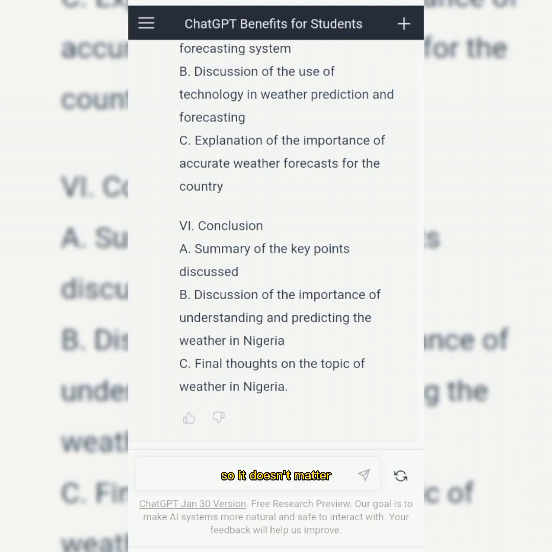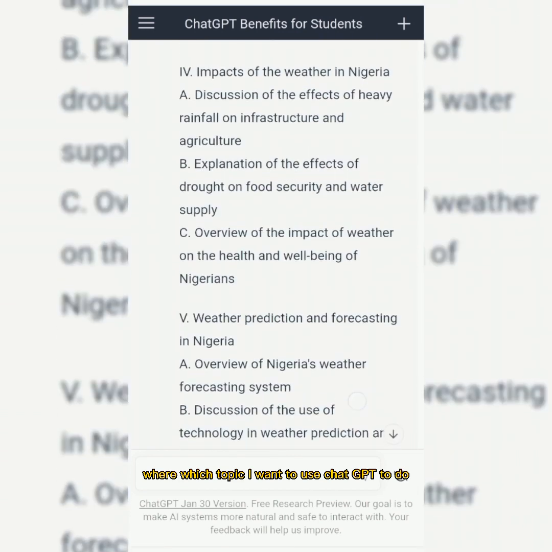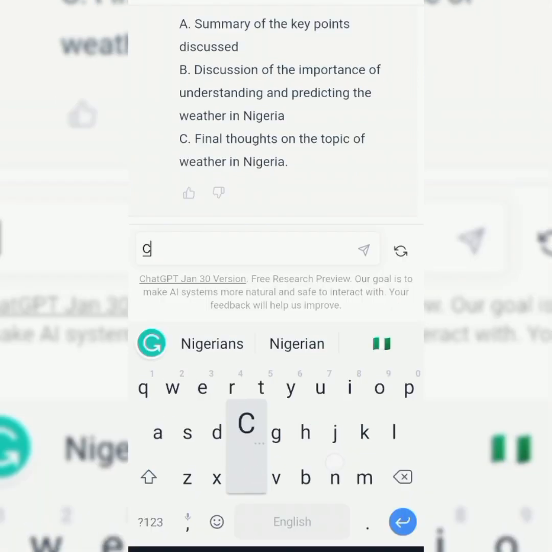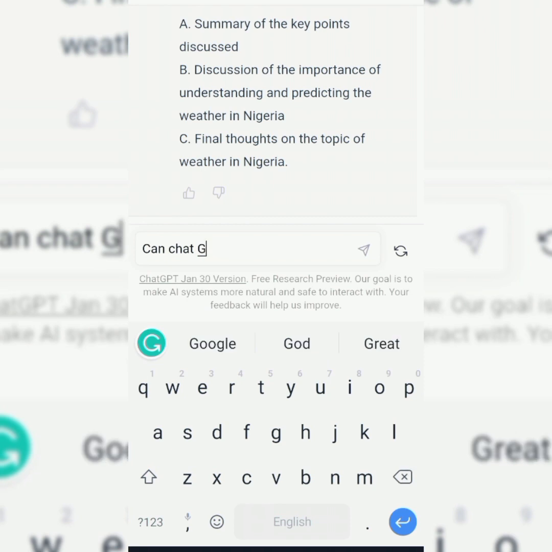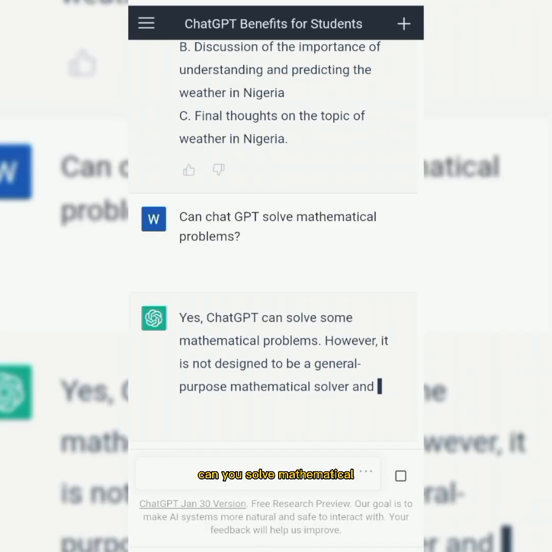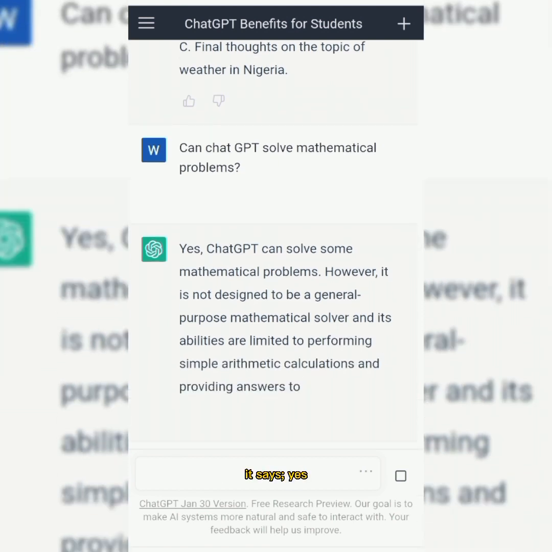So it doesn't matter which topic I want to use ChatGPT for, it is going to make it happen. I'm asking ChatGPT, can you solve mathematical problems? It says, yes, it can solve.